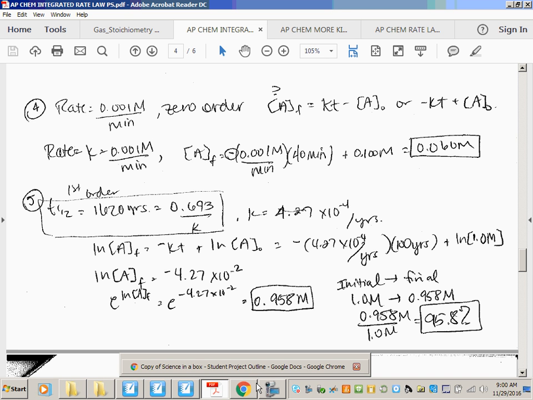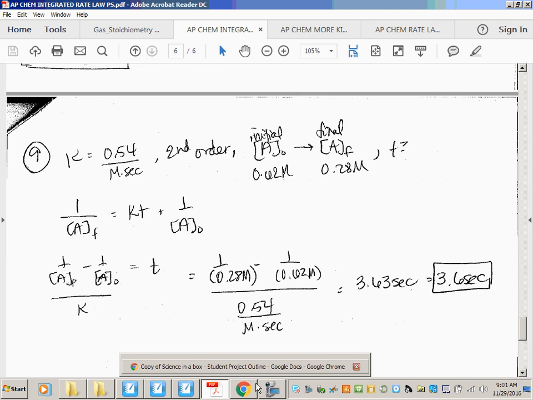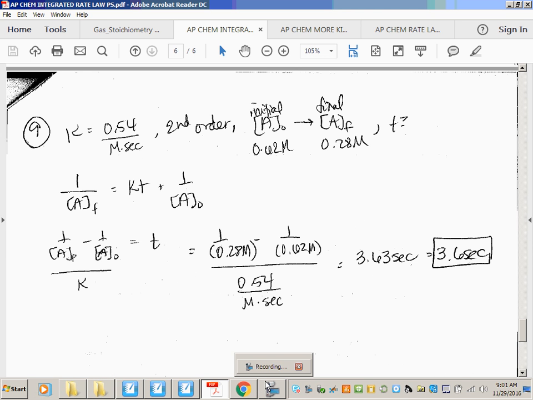How about ones that you didn't get right? Yeah, John. Number 9, thank you. So number 9 has the rate constant for second order, so it's telling you it's second order. So here's your integrated rate law for second order. It's got the one with the positive slope here. It tells you the rate constant, so k is 0.54 per molar seconds.